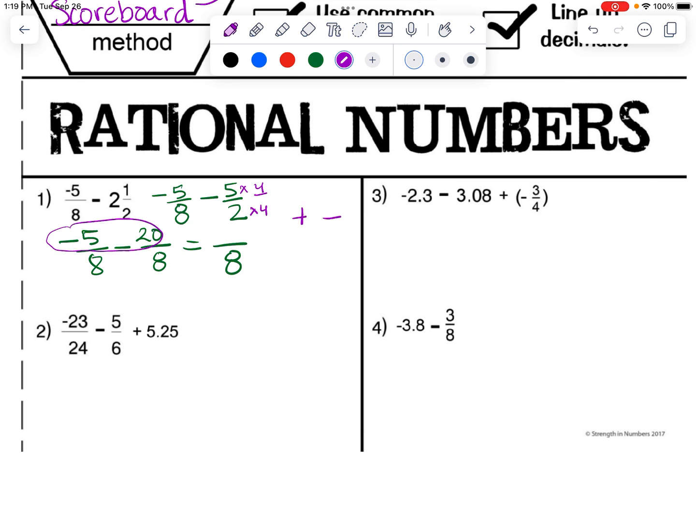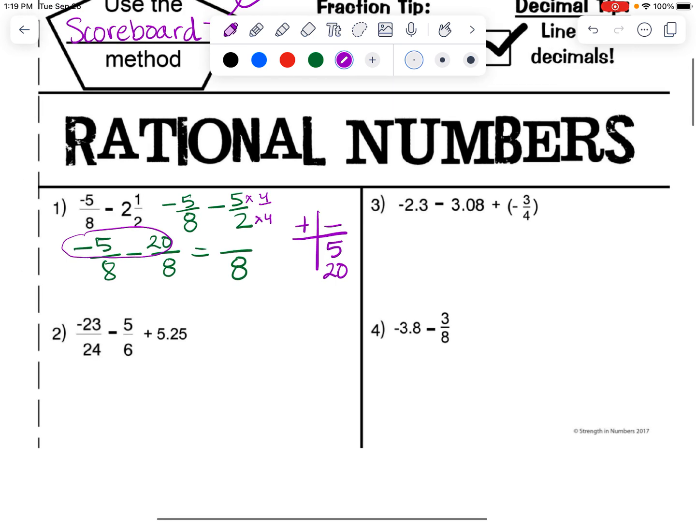So if you remember the scoreboard here, I have a -5 and a -20. So since they're both negative, we just add them together and keep them negative because that means the negative team won by 25 points. And this is going to be your answer. If you would like to change that to -3 1/8, I would also accept that as a correct answer, but you're going to see less and less of the mixed numbers and more improper fractions as you continue on in math. Let's try number 2.